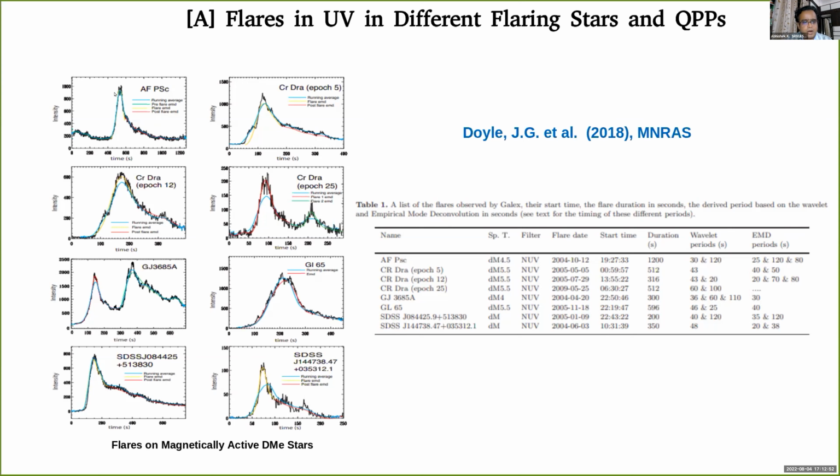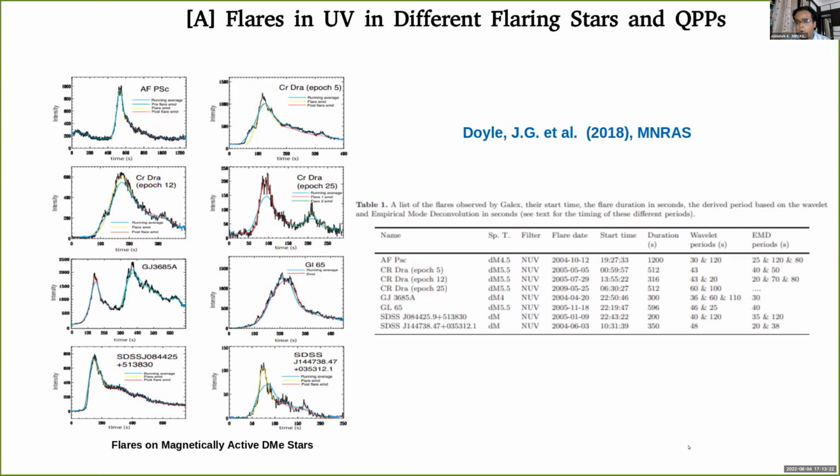The flares are shown in these panels. You can see there are single flares or maybe multiple flares, evolving over the epoch of time. The black is the original light curve, while the smooth curves are: blue is the running average, green is pre-flare, yellow is flare, and red is the decay phase of the flare. So there is a clear evolution of the flare peaks in all these data.